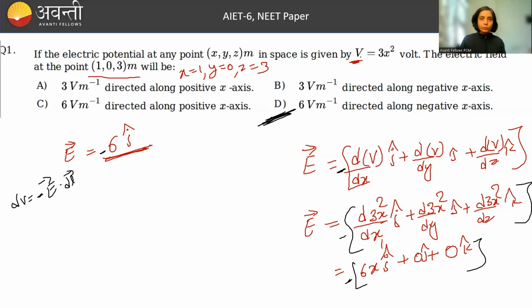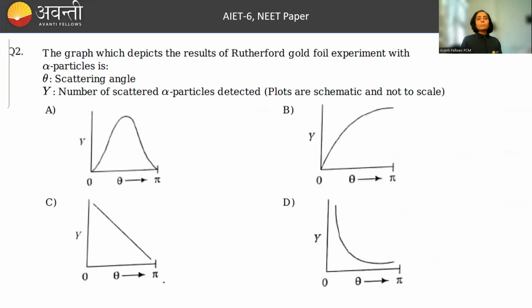Now, let's move on to the next question. This is a Rutherford experiment question, and this topic I have not taught in the class. But still, you must have studied the Rutherford experiment in class 10th, in chemistry. Done. So in the Rutherford experiment, like the structure of atom, whenever you were reading, I guess in class 9 chemistry, we learned what happens.